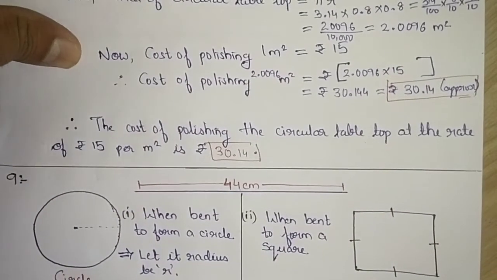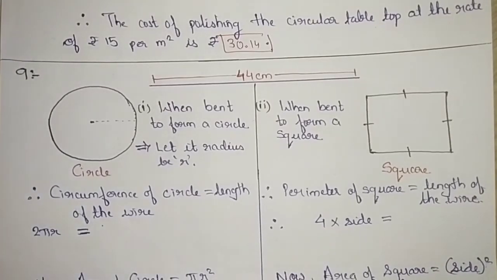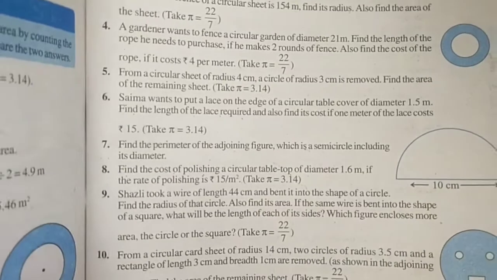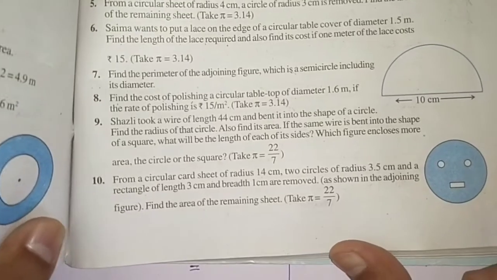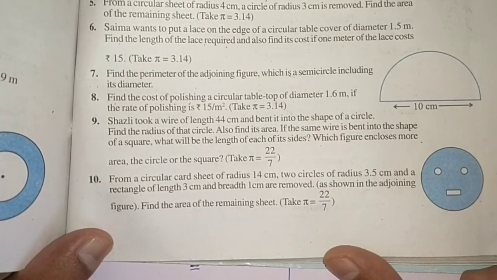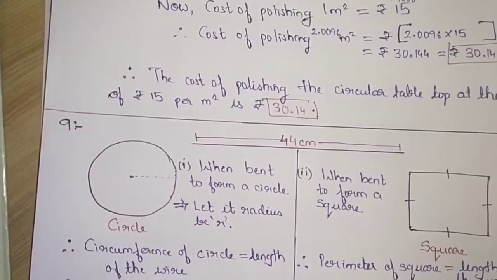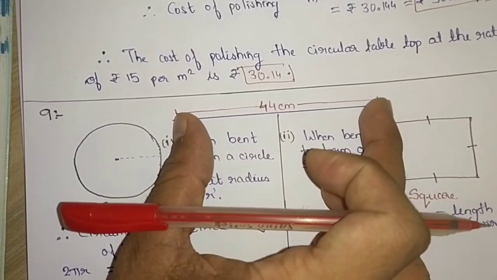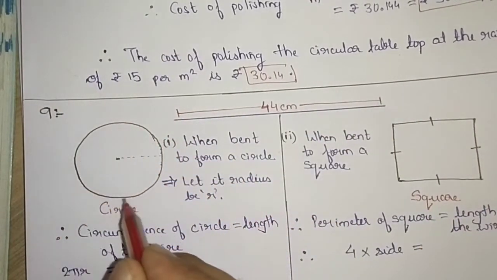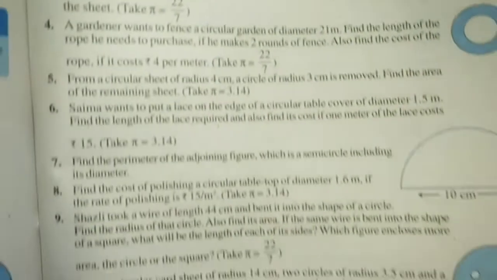Now moving to the last question, question number 9. Let me show you the question. Question number 9 says, Sajli took a wire of length 44 centimeter and bent it into the shape of a circle. Sajli, one girl, she took one wire which is of the length 44 centimeter and started to bend it in the shape of a circle. Let us move ahead.